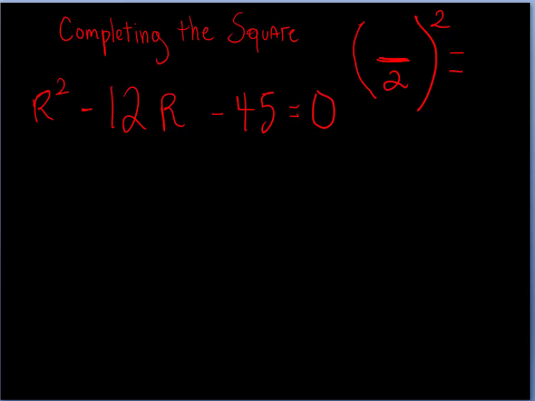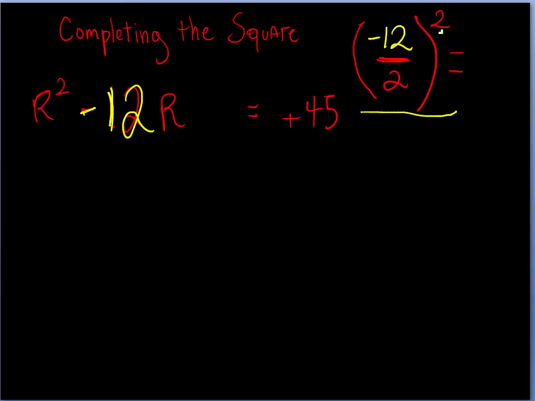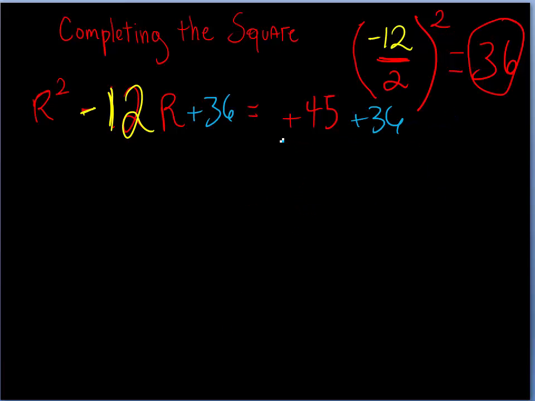R squared minus 12r minus 45. Add 45 to both sides to get rid of the last term. Now take the middle term, the one next to the r, divide it by 2, then raise it to the second power. It should equal 36. Add this to both sides. Now simplify the right side. The right side simplifies to positive 81.